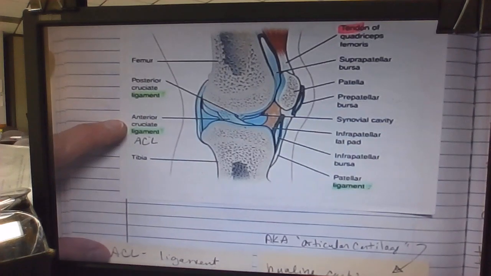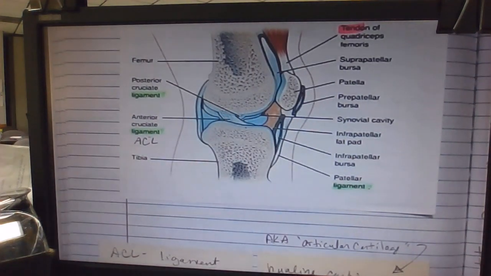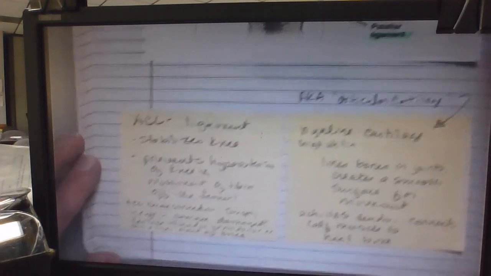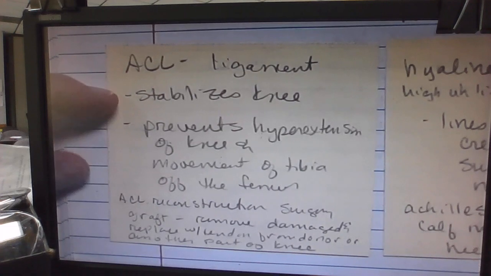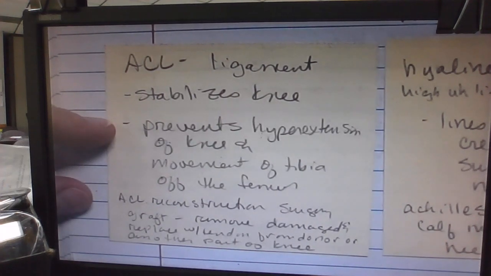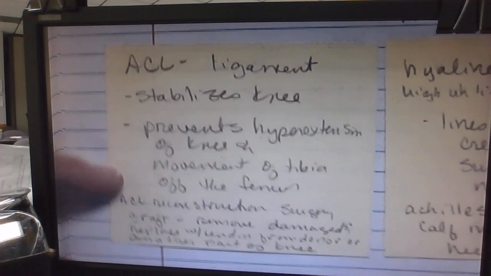ACL, anterior cruciate ligament. That's this guy right here. A lot of people tear their ACL, damage their ACL, so you might want to know what that is. That's a ligament that helps to stabilize your knee. It helps to prevent hyperextension of the knee and the movement of the tibia off the femur.